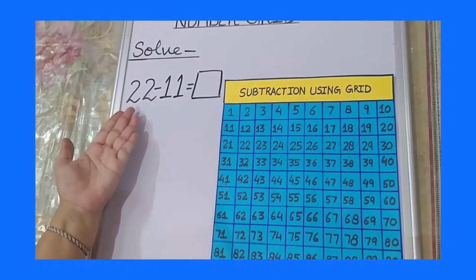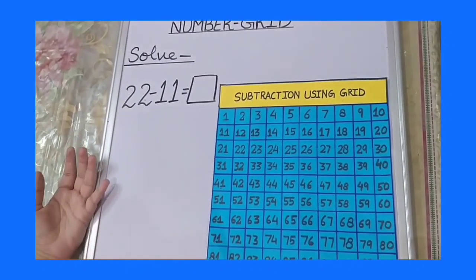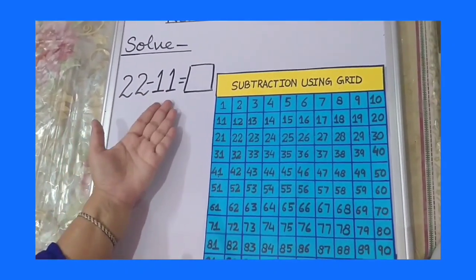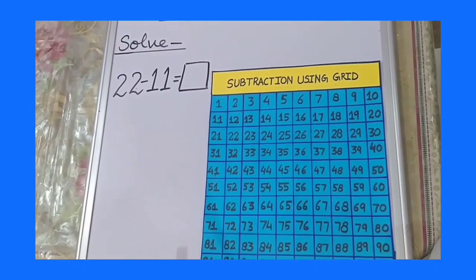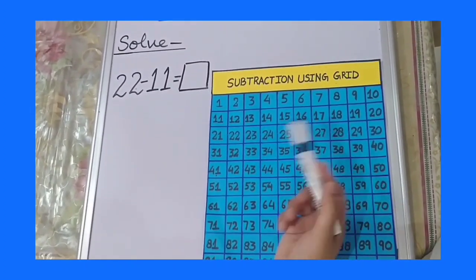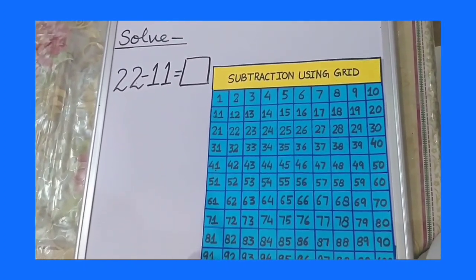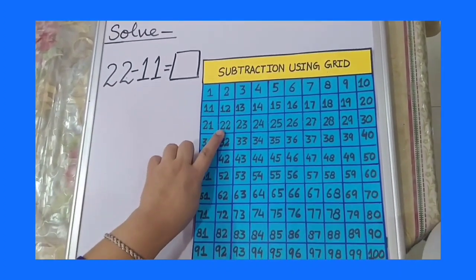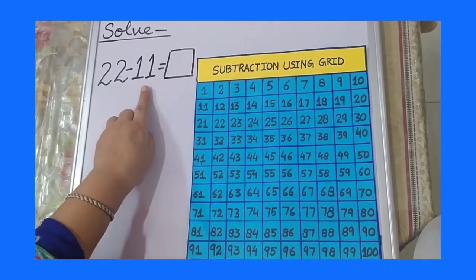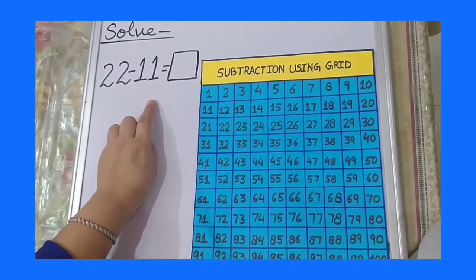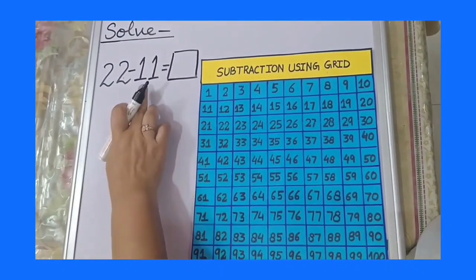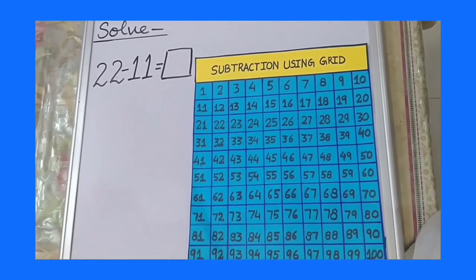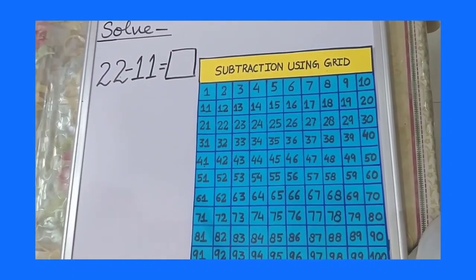Now children, we have to solve another exercise where we have to subtract 2-digit numbers using the number grid. Now, how to do this? The first number is 22. So, moving on to 22. We have to subtract 11. So, what will we do? To subtract 11, we will first subtract 10 and then one more.